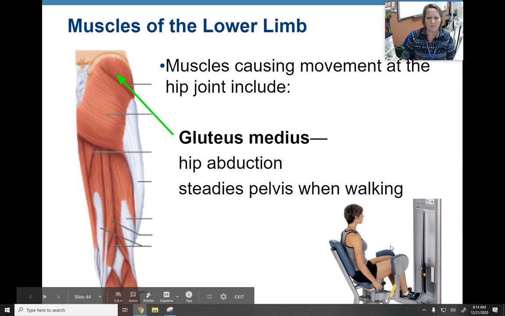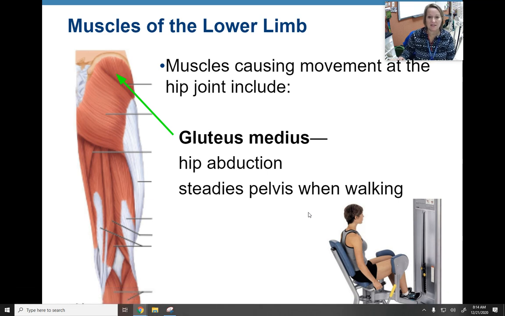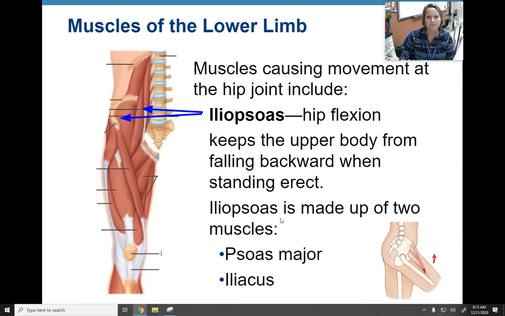way. The action that is most important with the gluteus medius is to steady the pelvis while walking. So it's more of a walking muscle, where the gluteus maximus is more of a jumping muscle. We also have muscles in the hip that are going to do flexion.